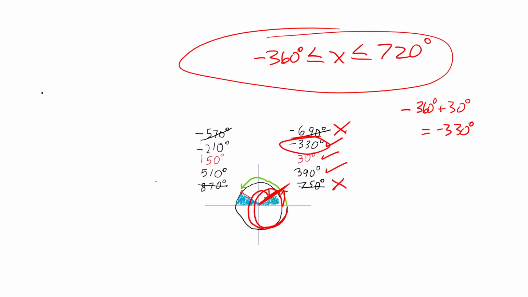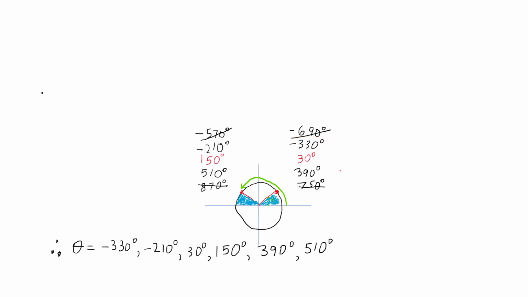And we do the same series of steps with the angles at the other terminal arm. These angles are all coterminal with each other. These angles are all coterminal with each other, and we've got ourselves a full set of answers that satisfy the equation and are in the domain given.